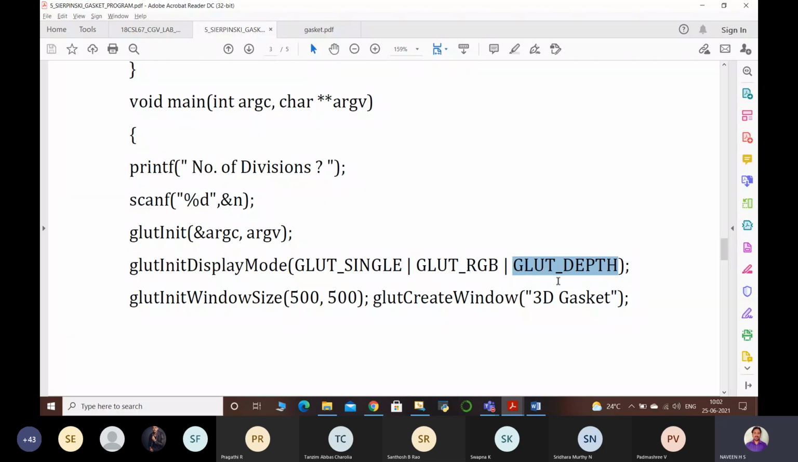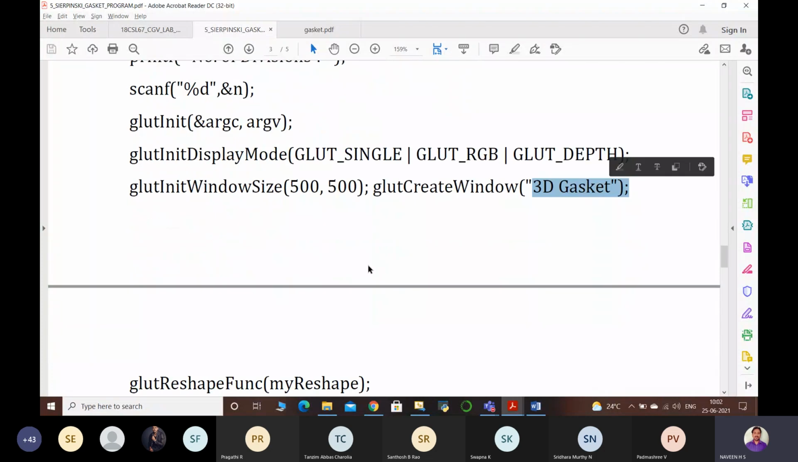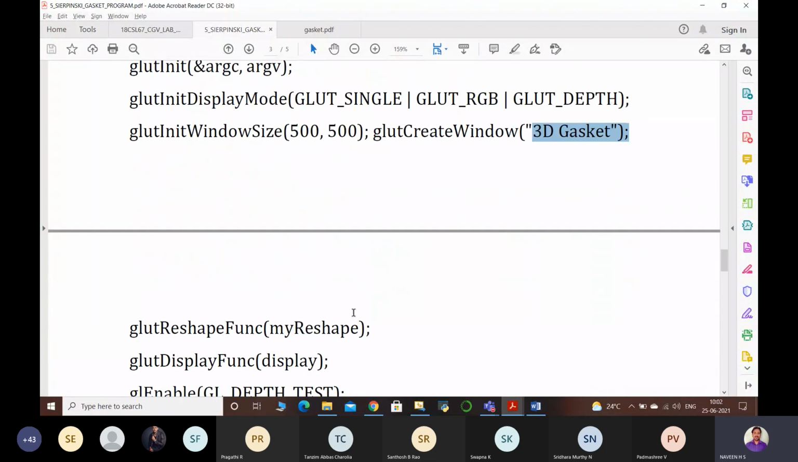Next, move on to glutInitWindowSize. Again, as before, this specifies the window size, width and height. What is the width and what is the height of my window? Next is glutCreateWindow. This is just to display the name; when you are executing your program, somewhere in the left corner it is going to show on the output screen, like 3D cascade, scanline algorithm, rotation of triangle. It just displays your program name on the output window.